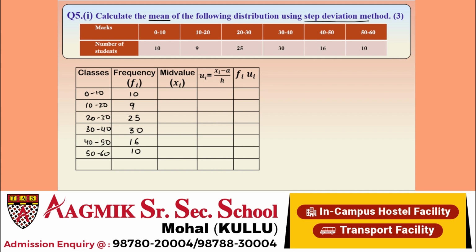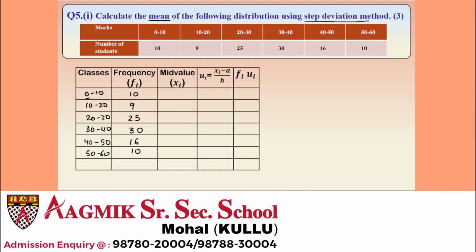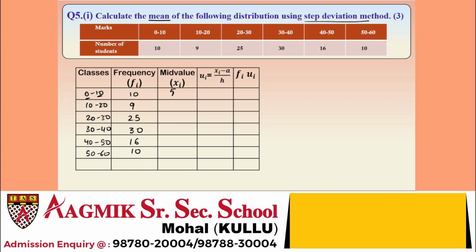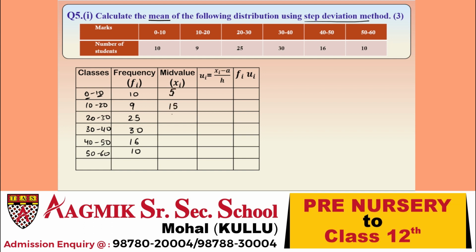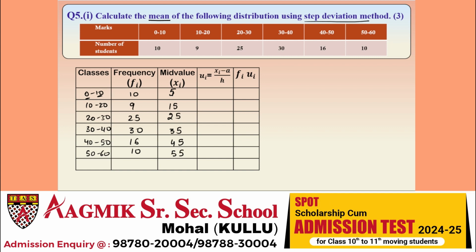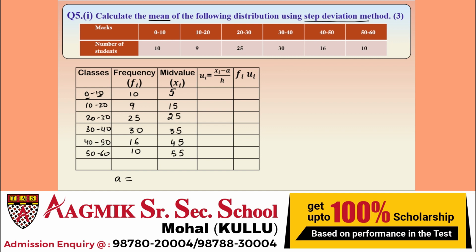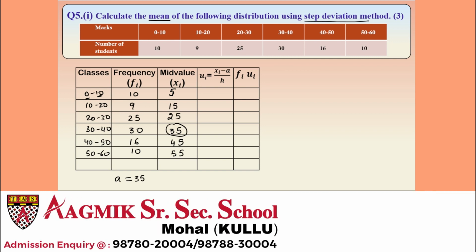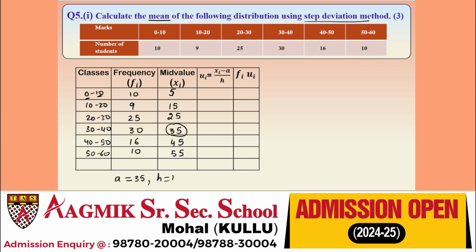First of all, mid value of each class interval, lower limit plus upper limit divided by 2. So this would be how much? This would be 5, then 15, then 25, then we have 35, then 45, and then 55. Now assumed mean A is taken as middle xi since there are 6 values. So 35 has greater frequency, so we can assume this as 35, right? Now h is the size of the class interval, which is upper limit minus lower limit, that is 10.